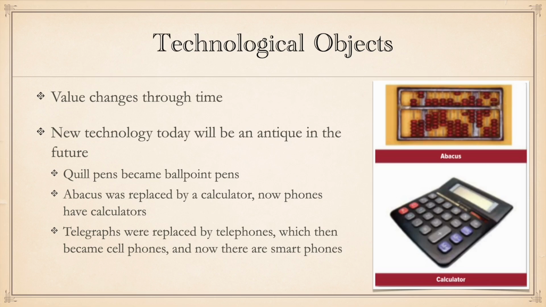Quill pens, for example, became ballpoint pens. An abacus, like up here, was replaced by a calculator, and now we have calculators on our phones that we carry around with us everywhere. Telegraphs were replaced by telephones, which then became cell phones, and now there are smartphones and video calls and stuff like that that we have now. So, again, this is new technology replacing older technology.